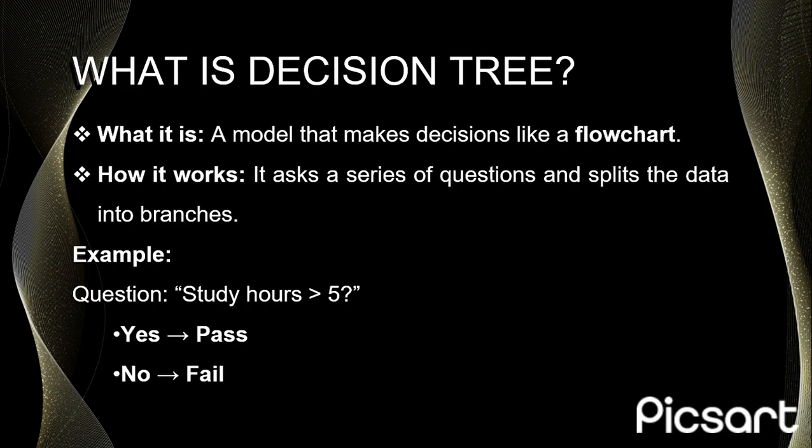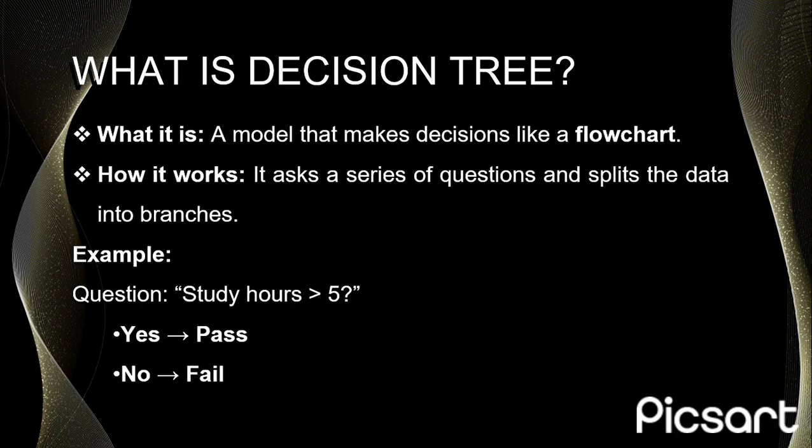Next, what is decision tree? Decision tree works like a flowchart. It asks questions and splits the data into branches. For example, if study hours is greater than 5, if yes, the student passes. If no, the student fails. Because it looks like a tree structure, it is called a decision tree. It is simple and easy to understand.